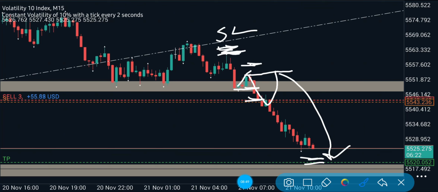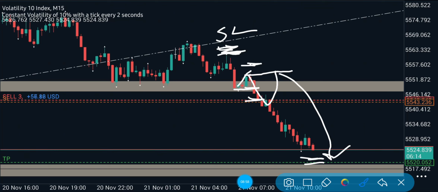Yeah, so I'll be bringing you guys more trades like this. When I hit the stop loss, I'll show you guys how my trade got hit on the stop loss. And as I'm hitting TP, I'll also bring you analysis on how I entered the trade.